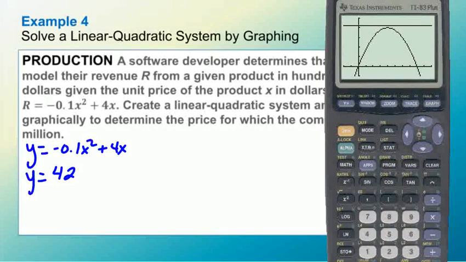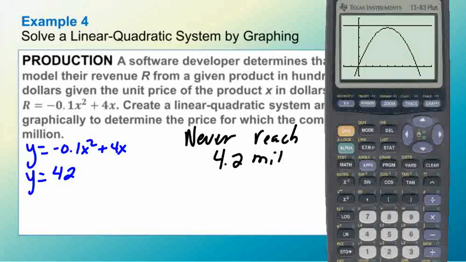You'll notice that they never meet. The reason they never meet is because the software developer will never get to $4.2 million. Whatever they sell the software for, they could not earn 4.2 million. So they would never reach 4.2 million dollars, so you could say no solution.